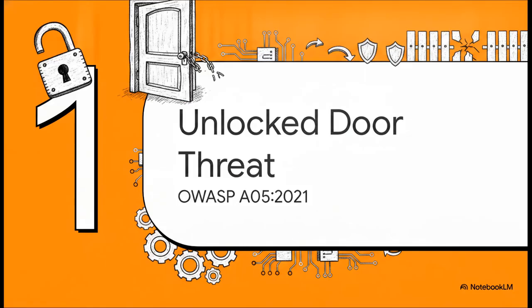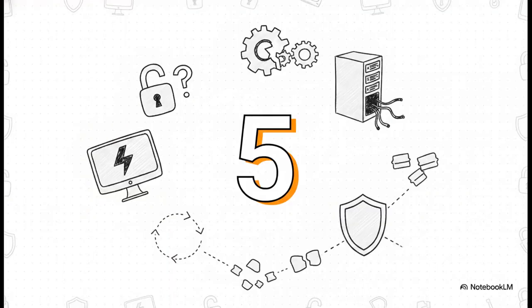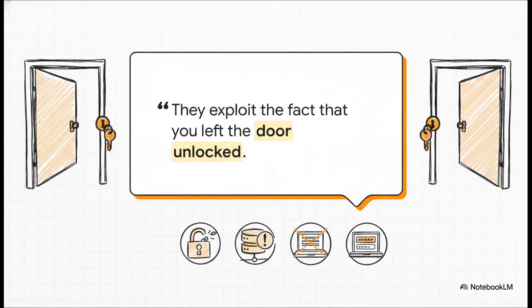Okay, Section 1, the unlocked door threat, also known as OWASP A05 2021. So to really grasp the stakes here, let's look at where this sits in the broader landscape. Security misconfiguration is sitting pretty at number 5 on the OWASP Top 10 for 2021. So, it's not some obscure edge case. It's right up there threatening modern apps every single day. We're talking everything from default accounts left turned on, to error messages spilling their guts, all the way down to missing security headers.